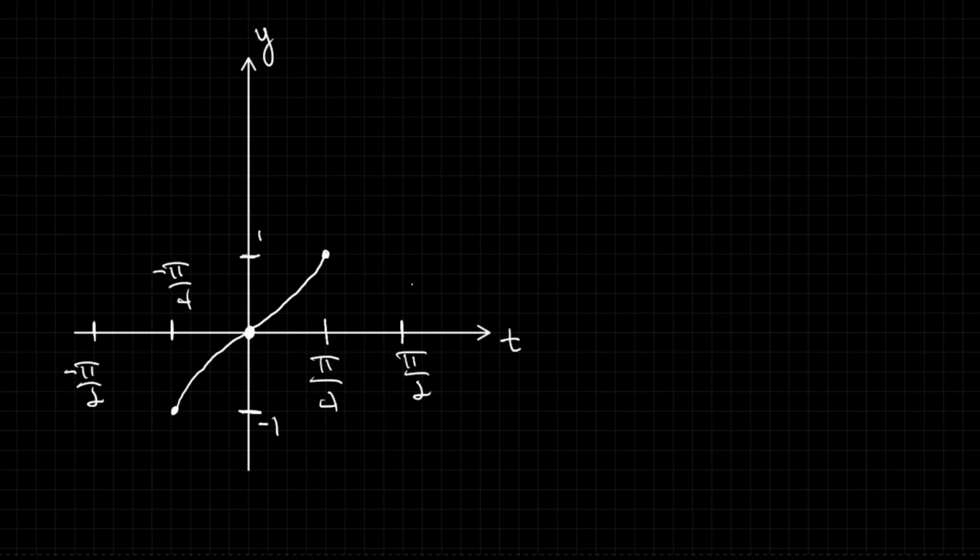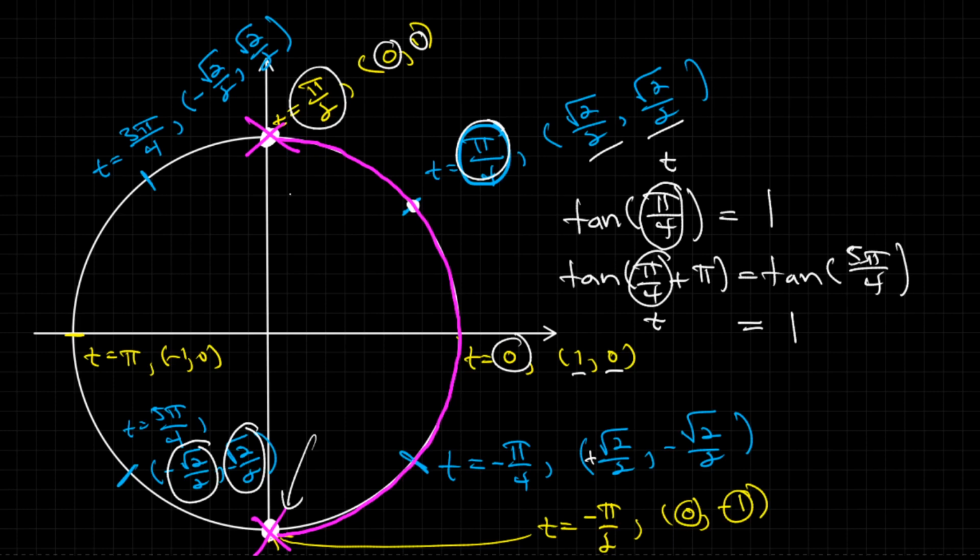Now let's talk about what's going to be the behavior of the graph between pi over 2 and pi over 4, that is this area here, and between minus pi over 2 and minus pi over 4. So this area between pi over 4 and pi over 2 on the unit circle would be the area between here and here. So between pi over 4 and pi over 2.